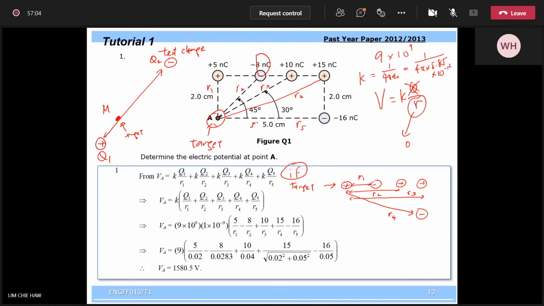M. So in other words, who is doing the work actually? Definitely it's not me, it's not you, it's not the external agent, but who is going to do the work? Who attracts? If you want to know who does the work, you have to answer this question. Who attracts this Q2? It's the electric field set up by Q1.